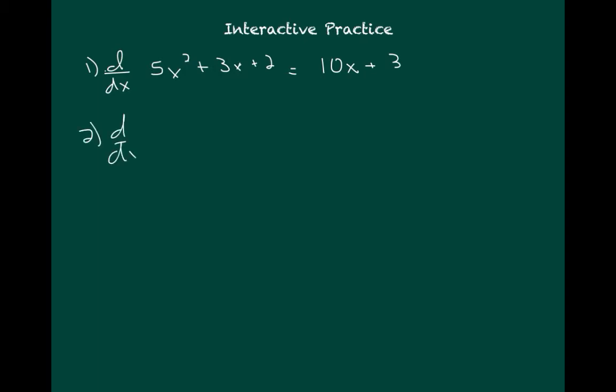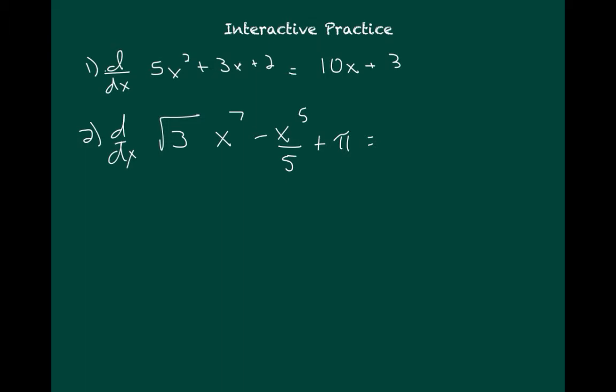Let's take the derivative of the square root of 3, x to the 7th, minus x to the 5th over 5, plus pi. Now let's take a minute and solve this one, and answer it on Zaption.